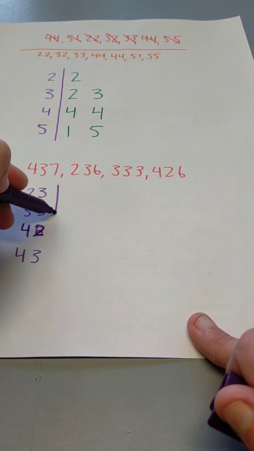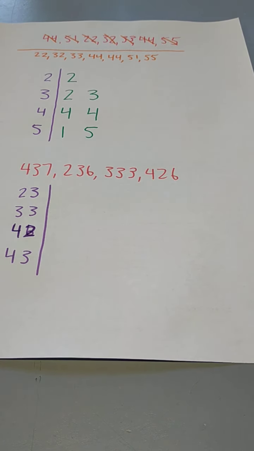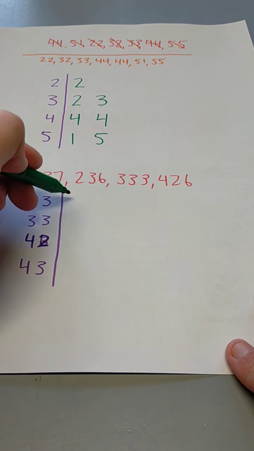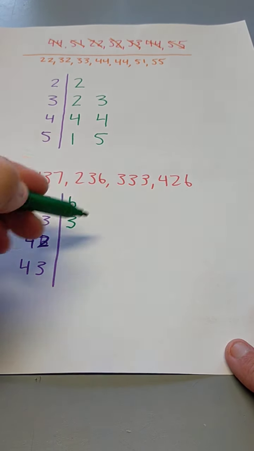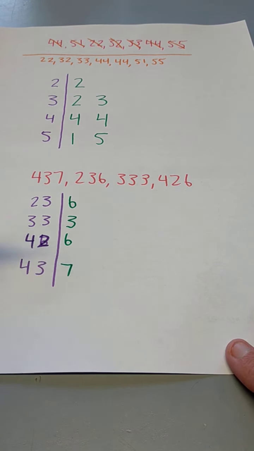Now I'm going to put my leaves in. Again, pretty simple because I have got small numbers. So our 6 goes here, 3 goes here, 6 again, and 7.